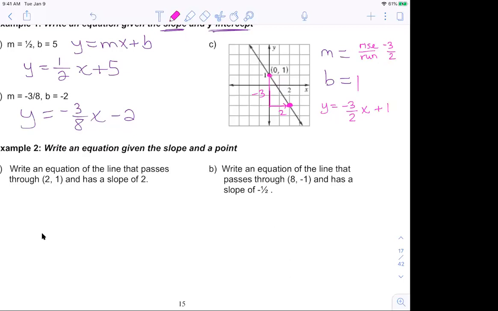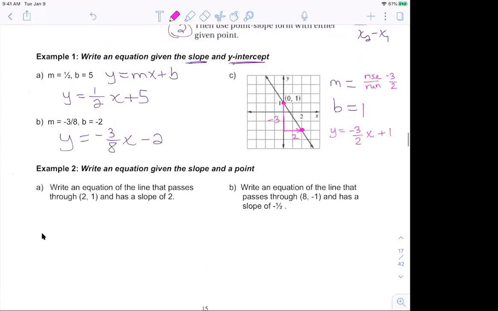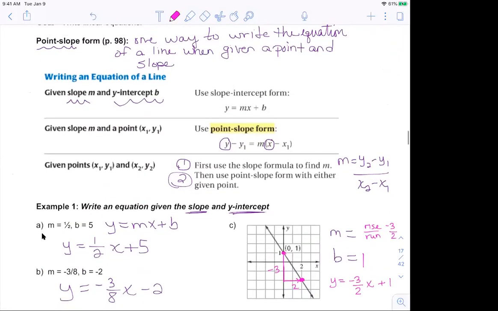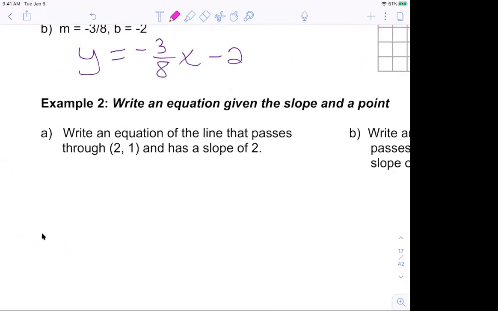So the second example that we're going to look at says write an equation when you're given the slope and a point. So if I go to my little table up here, if we're given the slope and a point, we are going to try and use point-slope form because the point and the slope are already in this form of the equation. So let's see if we can kind of start with it. We're going to start out slow here. So it says take y minus y1 equals m, and then in parentheses, x minus x1.